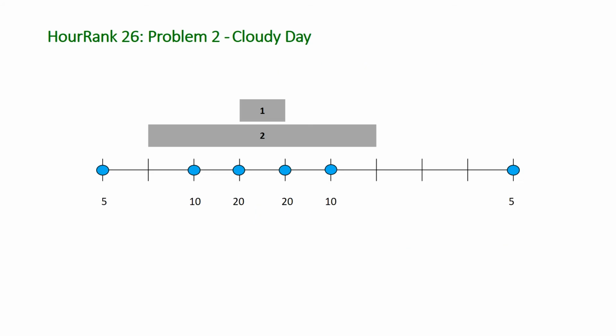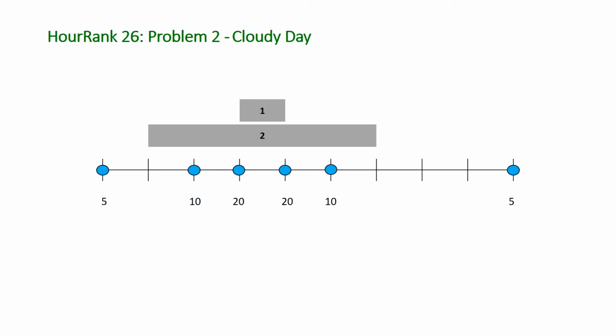In this example, we have 6 towns represented by the blue dots and 2 clouds represented by the gray rectangles. Underneath each of the towns is the population of that town. We can see that 2 of our towns, the first and last town, exist not under any clouds, meaning that they are by default sunny. And the 4 other towns exist either under 1 cloud or under 2 clouds.